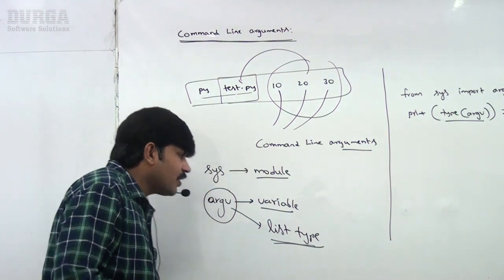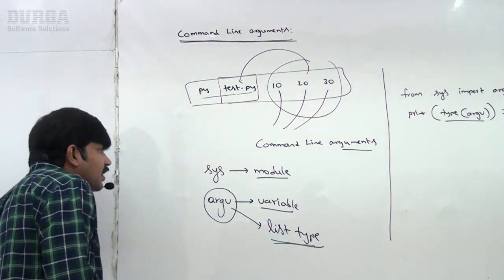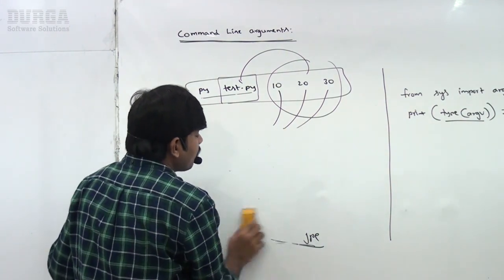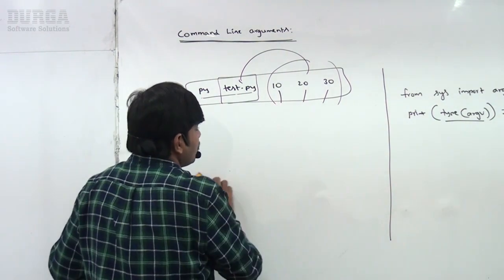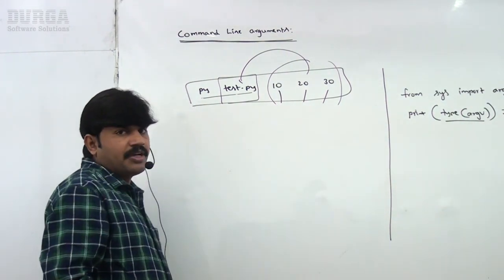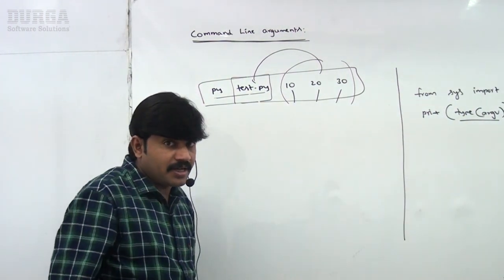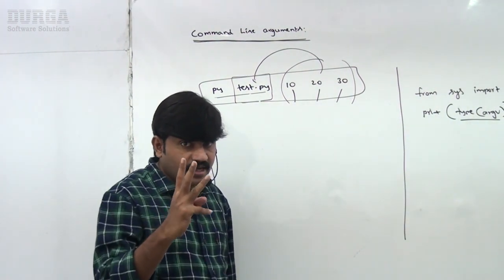Now I have one small doubt. Take very special care about this one. Here, how many command line arguments are we passing? Please observe: py test.py 10 20 30. How many command line arguments are we passing? Three command line arguments, right?